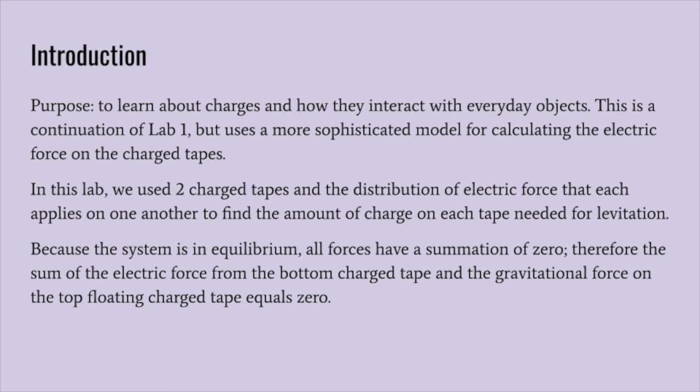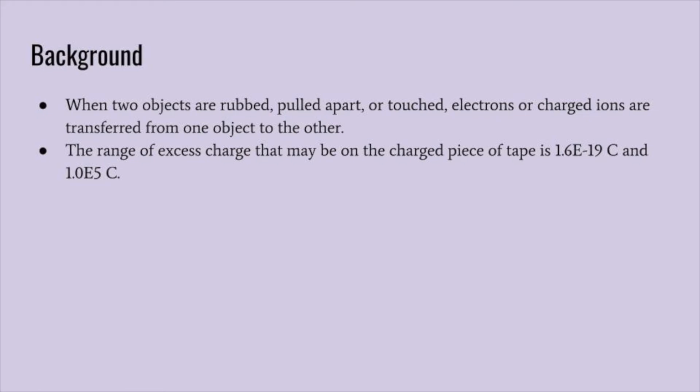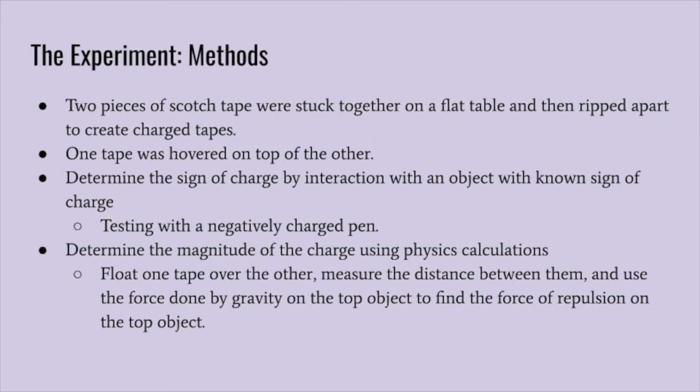Because the system is in equilibrium, all forces have a sum of zero. Therefore, the sum of the electric force from the bottom charged tape and the gravitational force on the top floating charged tape equals zero. When two objects like the tapes are pulled apart, electrons are transferred. The range of excess charge that may be on the charged piece of tape is shown.